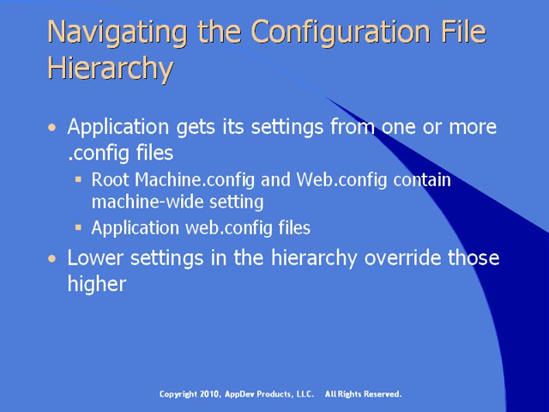But the important principle to understand is that lower settings in the hierarchy override those higher. So any settings in the application web.config files override settings in the root web.config file, which override settings within the machine.config file. You also have the flexibility within a single config file to use a location element. And we'll cover that a little bit later as well.